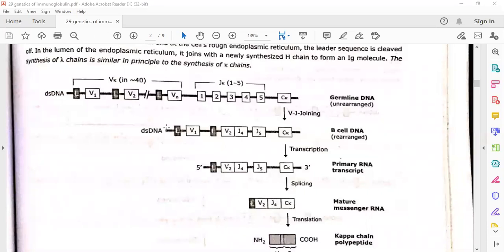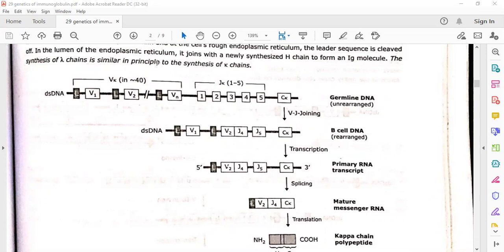Here in the VJ recombination, this is the double-stranded DNA. This is the light chain, the kappa chain. Here is V1, here is V2 of the light chain. Here is V1, V3, V4, V5, V6, V7, and here is J1, J2, J3, J4, J5.